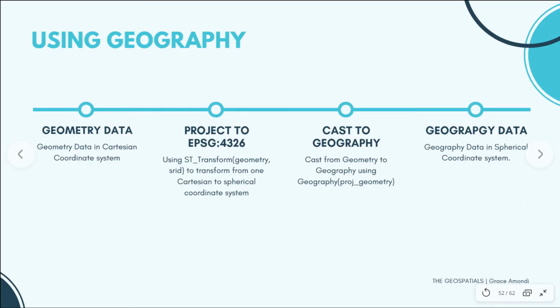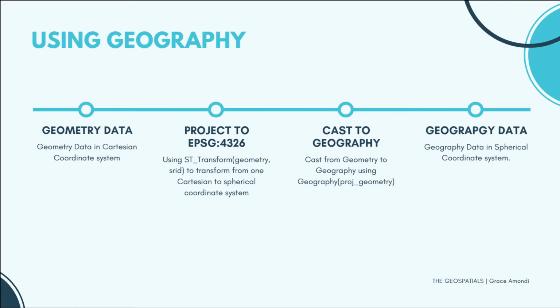Now you might be asking yourself, we already have tables in our database and they're in geometry format. How can we convert them to geography format? Since we have already loaded the spatial data and it's in geometry format, the first step will be to project it to EPSG 4326. I had mentioned in my projections tutorial about transformations, and you use ST_Transform, the geometry, and the new SRID that you want to transform it to. So in our case, it will be 4326.